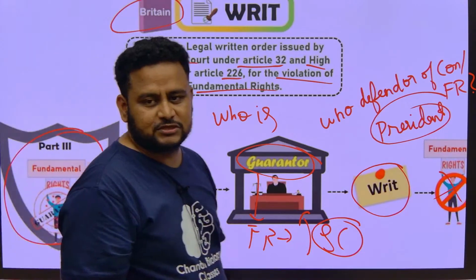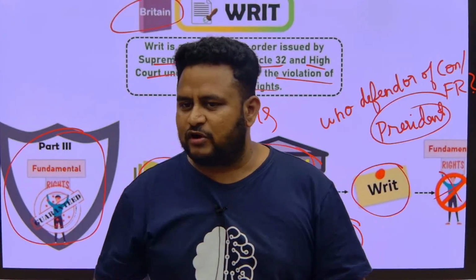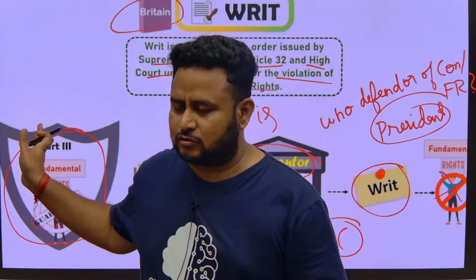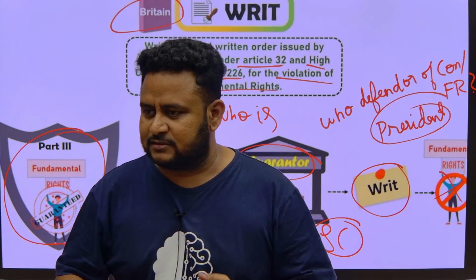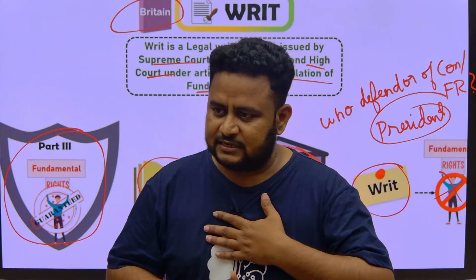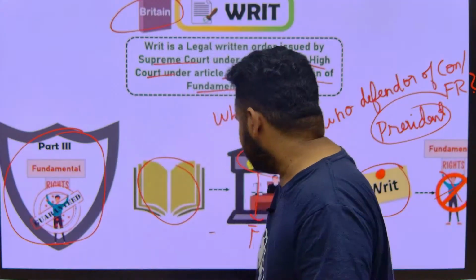So let us proceed now. Let us see what are the types of writs that are issued. But what is the procedure before the court issues writs? We have to approach the court, right? If my fundamental right is violated, then I have to go to the court. So what is that actual procedure? Let us see.